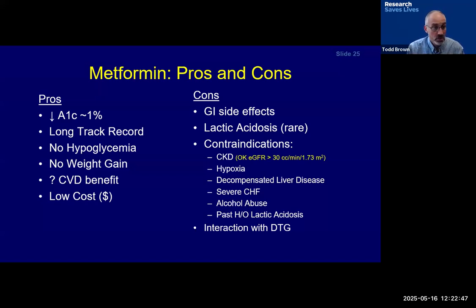There is an interaction with dolutegravir, about an 80% increase in dolutegravir AUC when metformin is used concomitantly. So I generally don't go above 1,000 milligrams, particularly if someone has a lowish GFR. It's a renally cleared drug, so you do need to watch out a little bit.